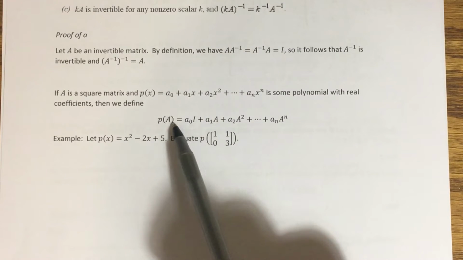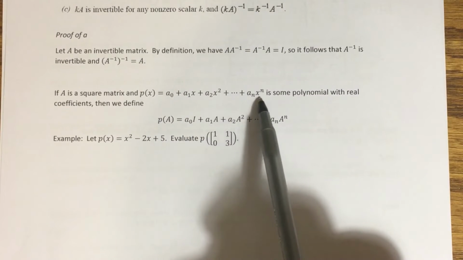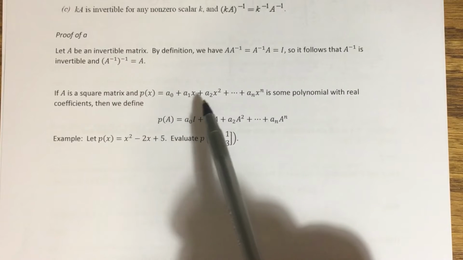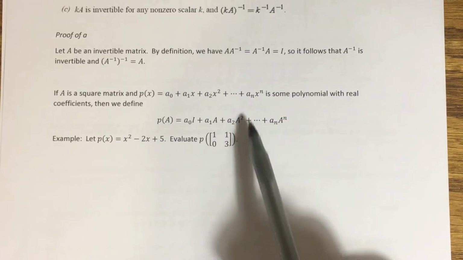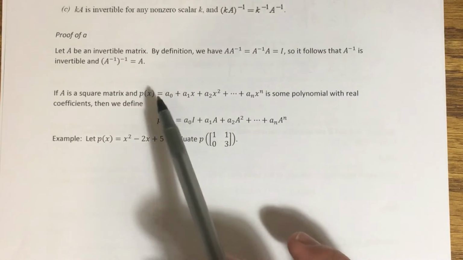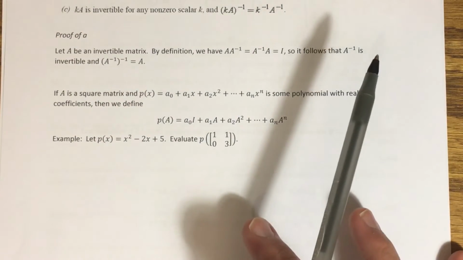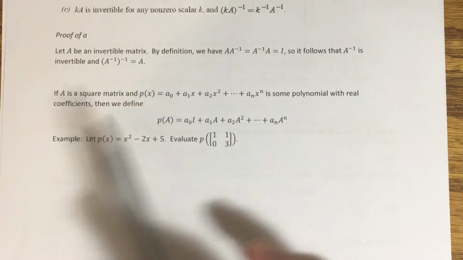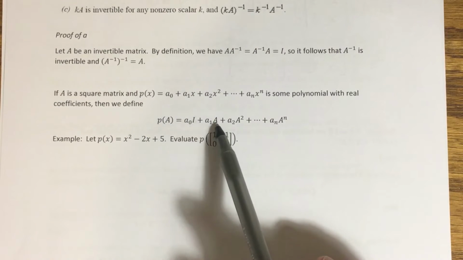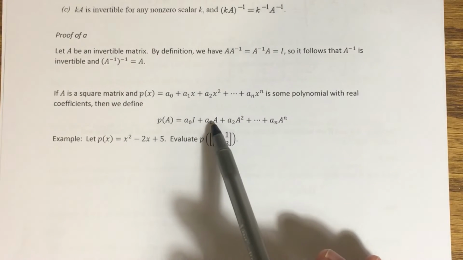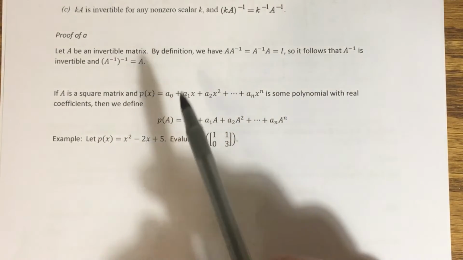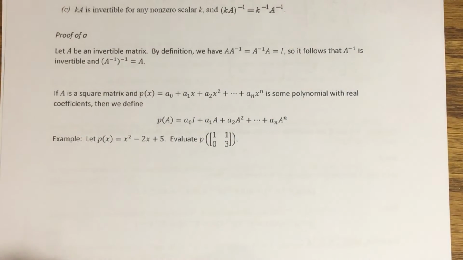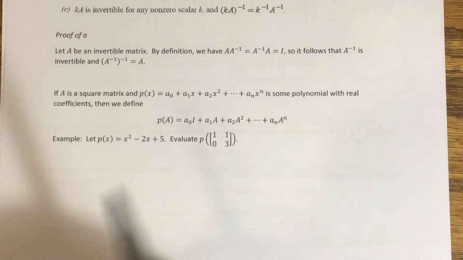Now notice we could plug A directly into all of the x's, because if A is a square matrix, then we can raise A to any one of these powers. So A to the 1, A squared, and so on. How do you deal with this constant term, though? Because remember, if A is an n by n matrix, then all of these terms from here onward would be n by n matrices. But a naught is a scalar. You can't add a scalar to an n by n matrix, or any matrix for that matter.